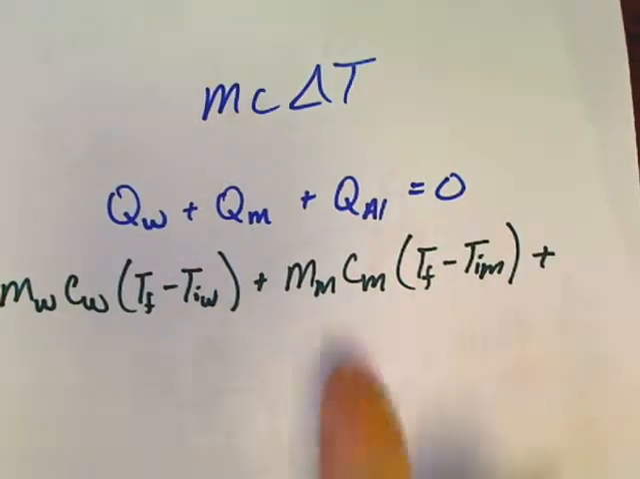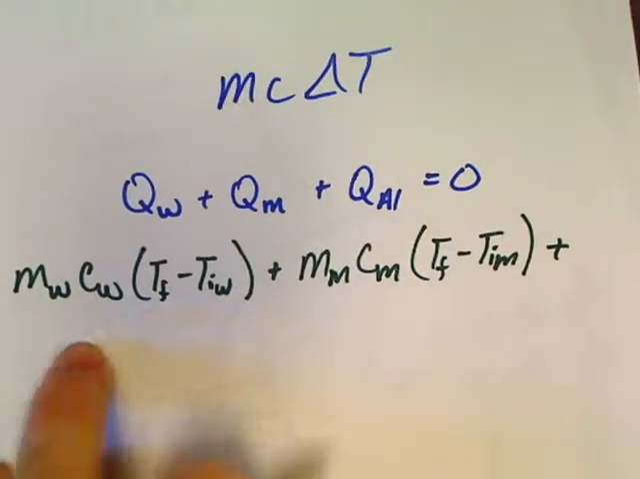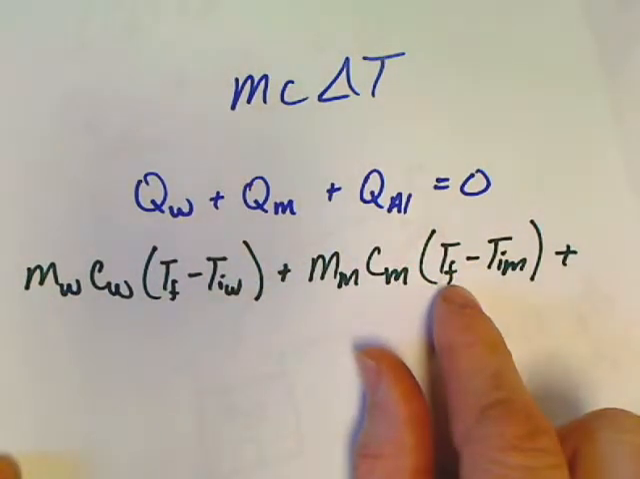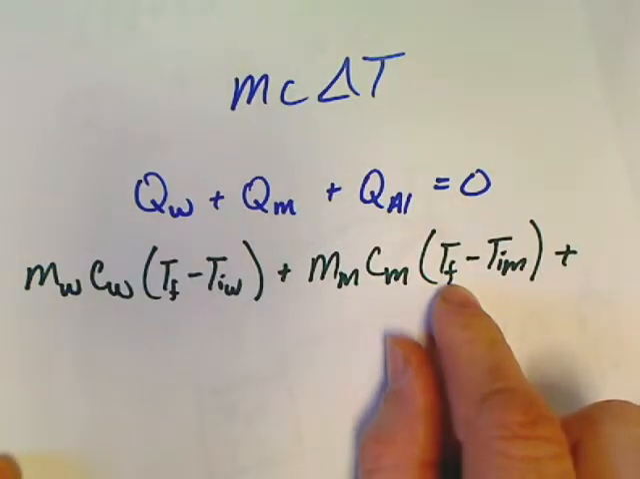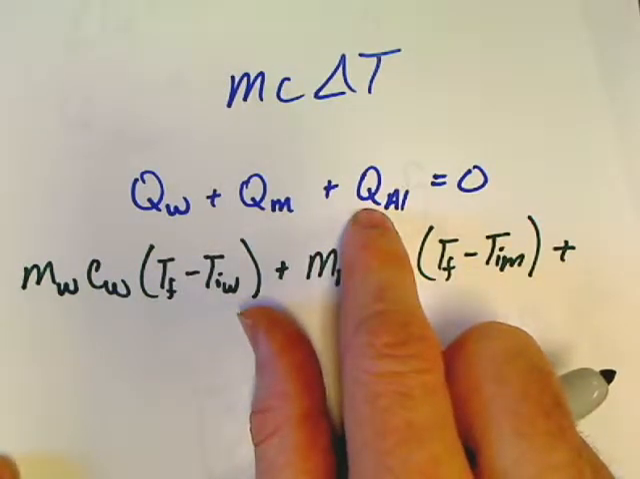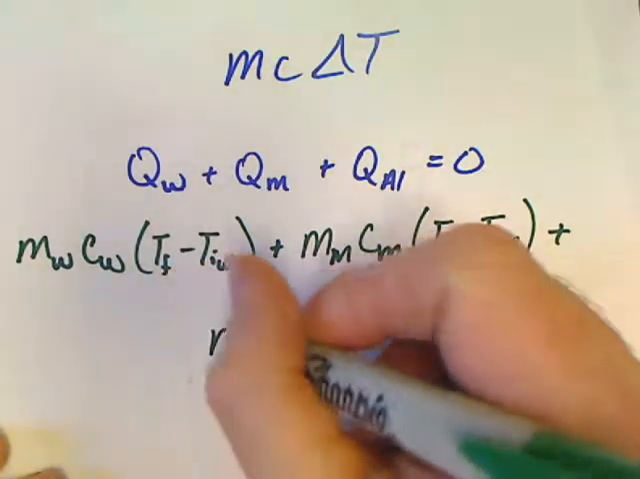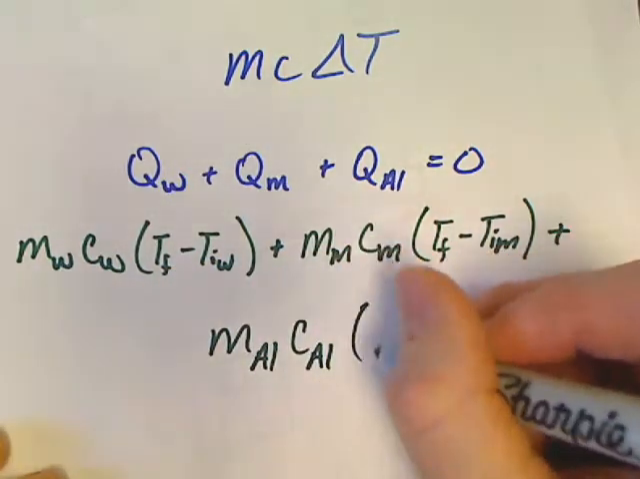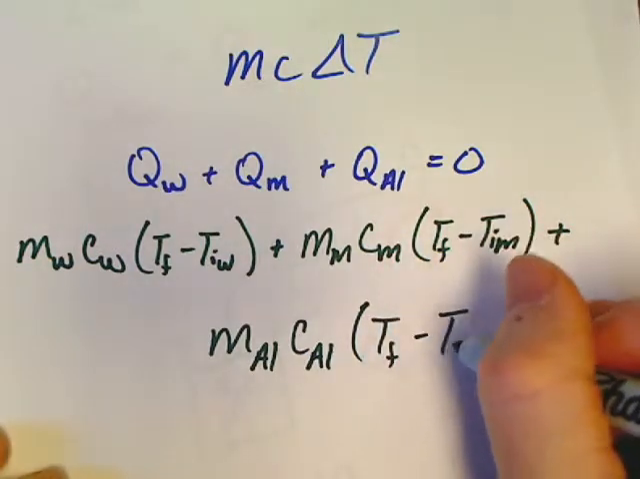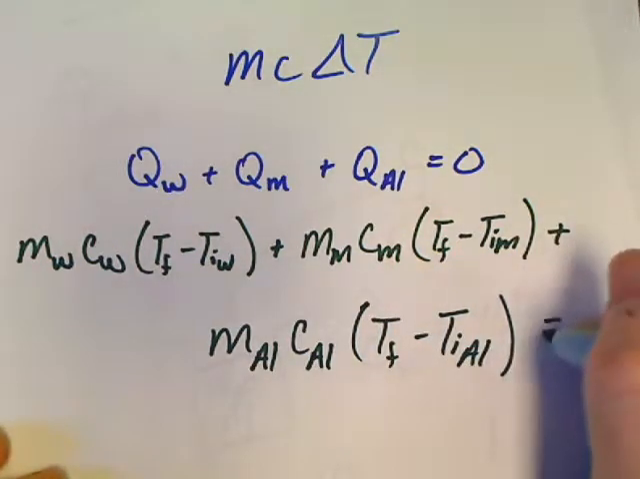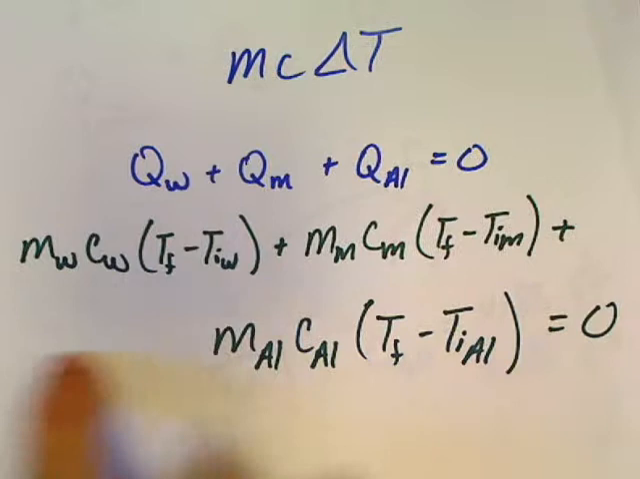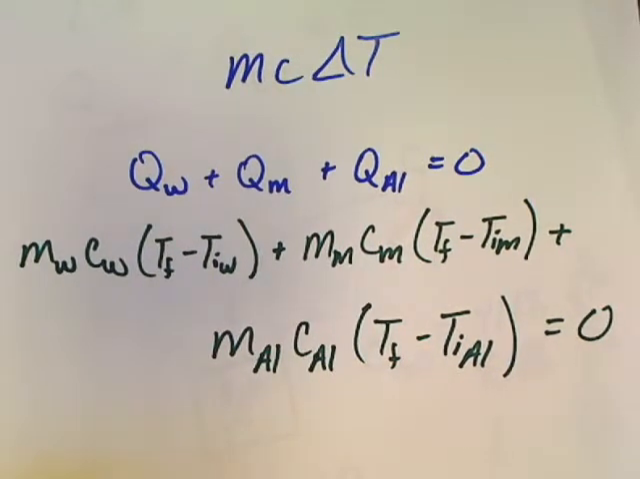Plus, I need to do one more. I've got all this. Now notice again, I forgot to put an M. Or did I forget to put an M here? Well, let's do one more. Let's do one for the aluminum. So plus an M for aluminum, C for aluminum, and then TF minus TI aluminum. And I set it all equal to 0. I know it looks like this huge equation. The thing is, these problems are not hard. They're very generic and easy problems.